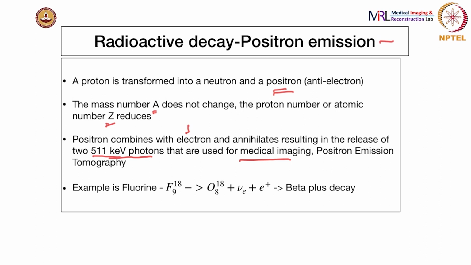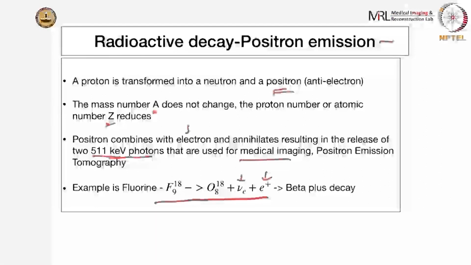One of the examples of positron emission is fluorine disintegrating into oxygen, along with an electron neutrino and the positron here. It's called a beta plus decay. This is just for the sake of illustration, right? There are a lot of radioactive compounds or radio tracers which emit positrons and find favor in, for instance, PET.